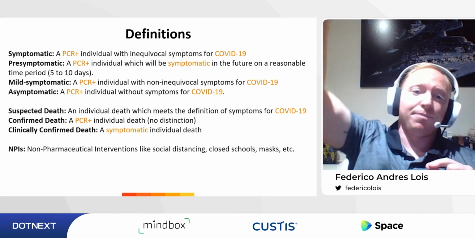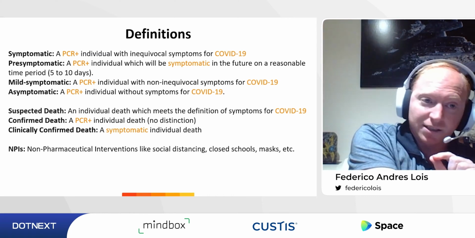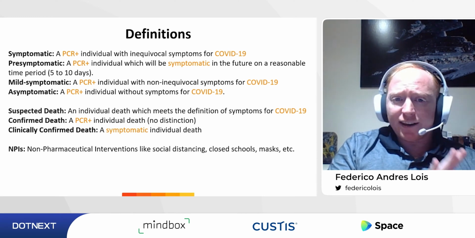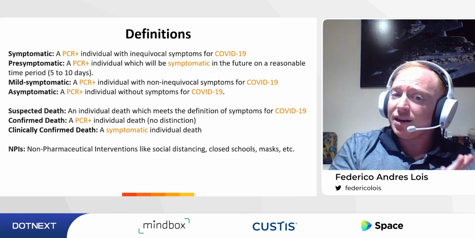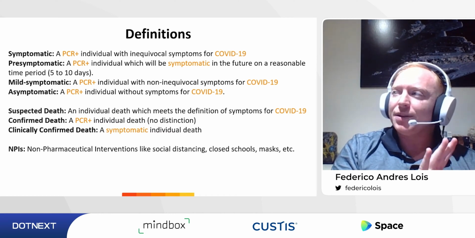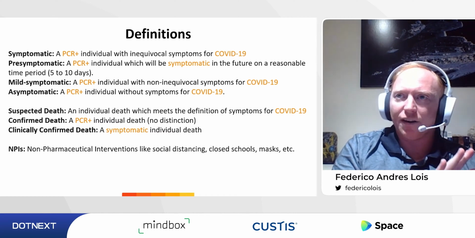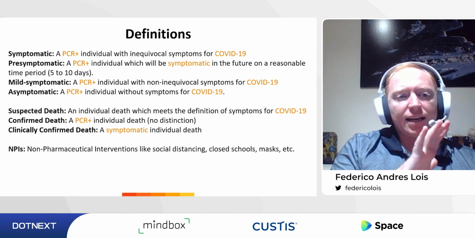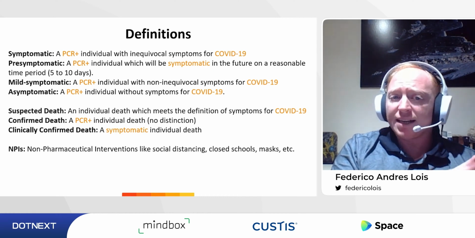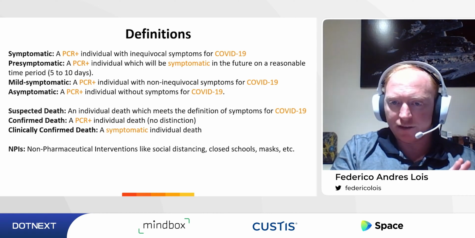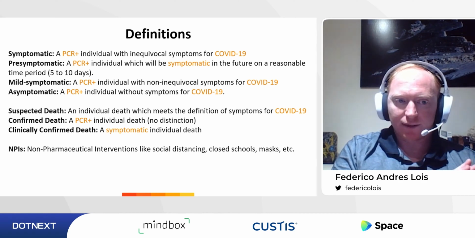Don't tell me a month, because I tell you that guy was not presymptomatic. That guy got it later. The mild symptomatic, on the other hand, is a PCR positive individual that has non-unequivocal symptoms. So this kind of individuals actually many times are not even detected. And asymptomatics are PCR positive individuals without symptoms for the disease.